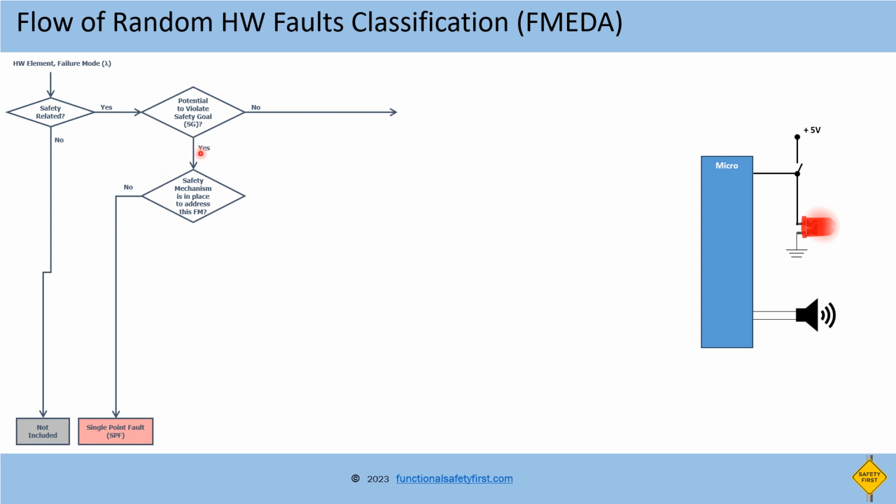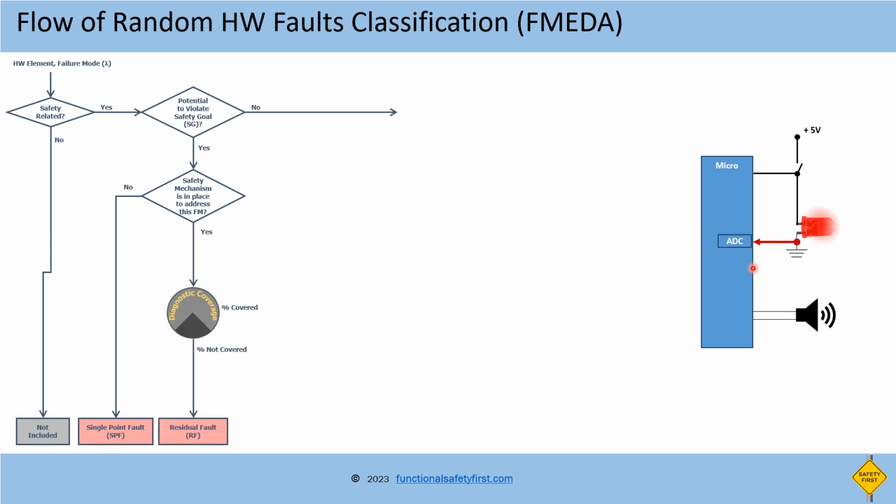For the failure mode which is going to violate the safety goal, do we have a safety mechanism in place to address the failure mode? No, because currently we don't have any safety mechanism in our architecture. So all those failure modes will be treated as single point faults.